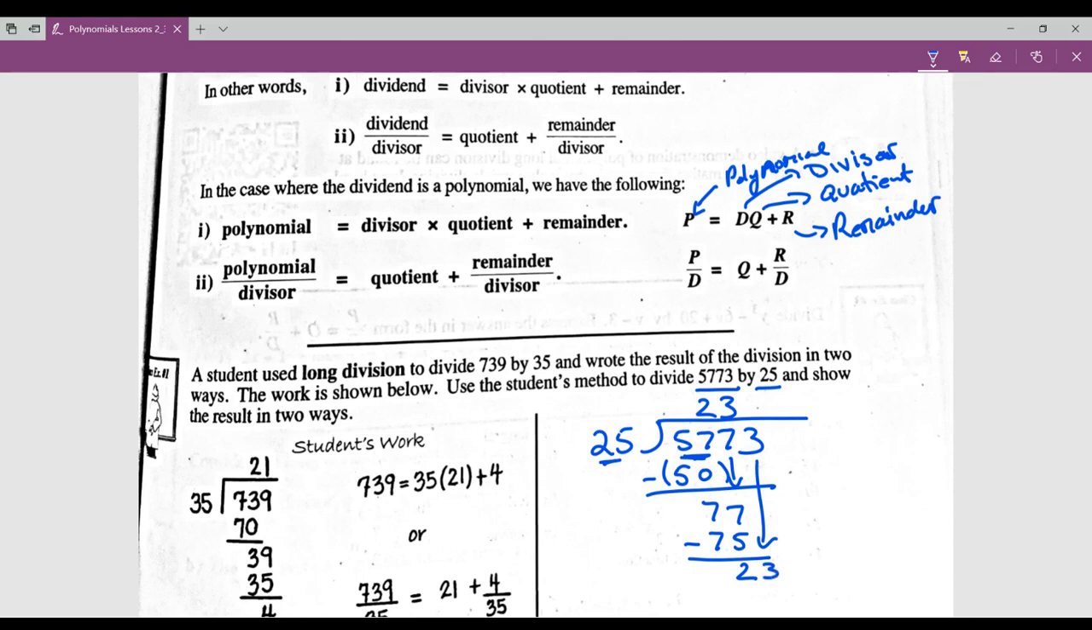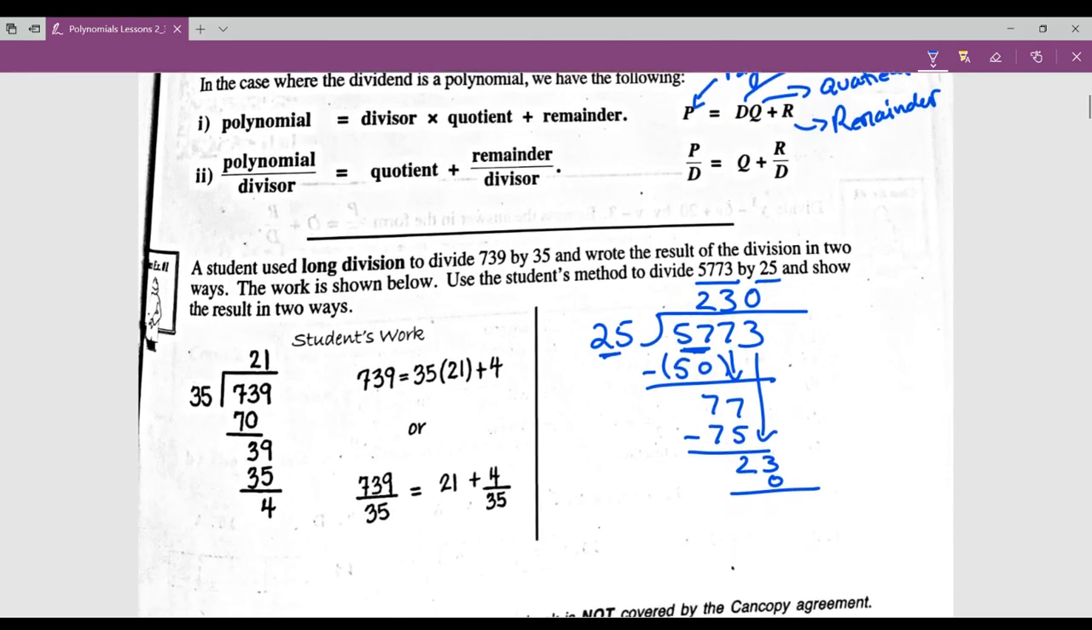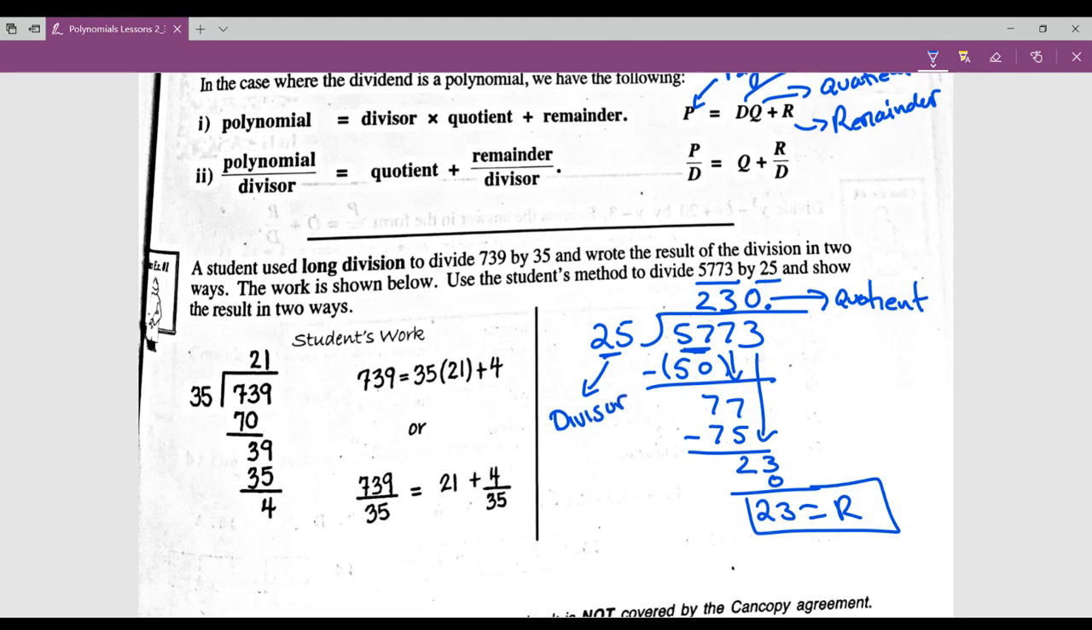25 goes into 23. It doesn't. It's not a whole number. It goes 0 times. And then 0 times 25 would be 0. Subtract, and you would get 23. Again, this is your remainder, what's left over. The number up top is the quotient, and this is your divisor, what you're dividing by. Okay, that's long division with numbers.